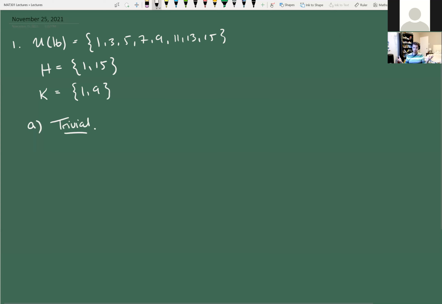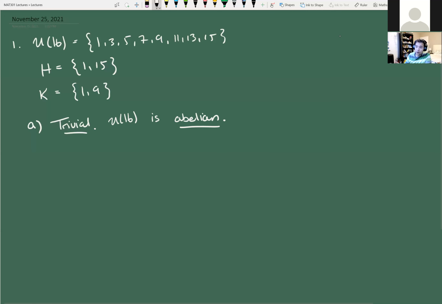Nobody? Nothing? What is special about U16 that guarantees that H and K are normal subgroups? U16 is abelian. Every subgroup is normal, right? Boom, done. Nothing to do.